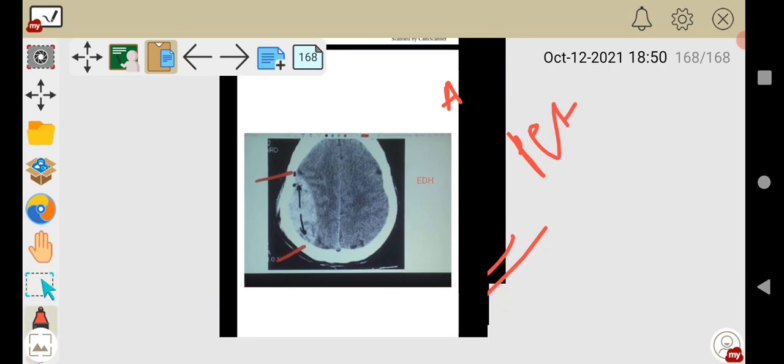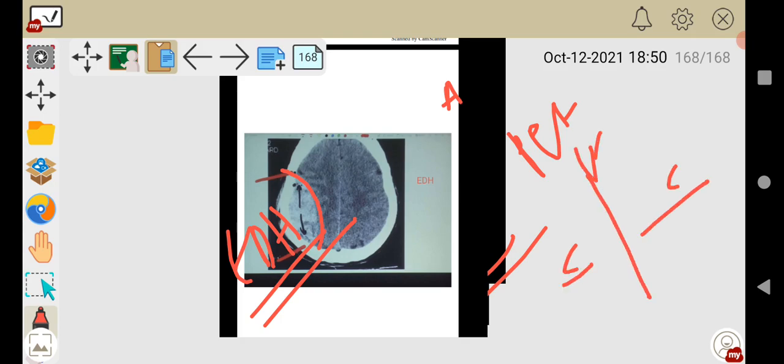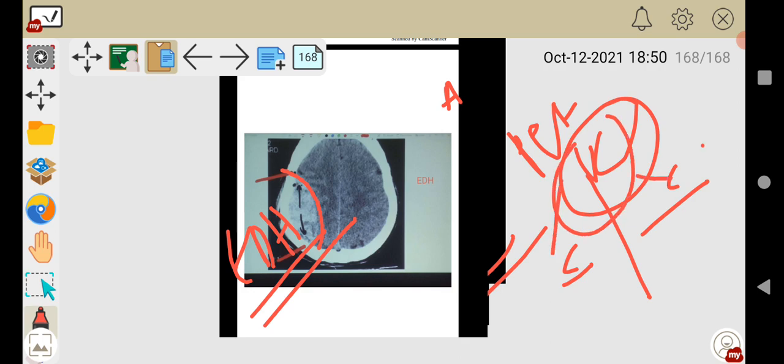Now this one is also important. See, lens-shaped EDH, and the artery involved is the middle meningeal artery. You can see lucid interval, although you can see lucid interval in SDH also, EDH is more associated with lucid interval. What is lucid interval? A period of consciousness in between periods of unconsciousness. Okay, conscious, unconscious, then again conscious.